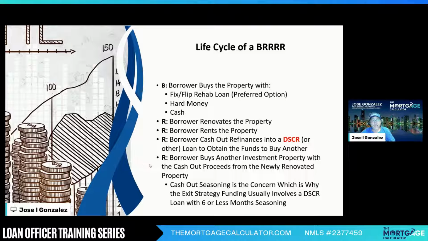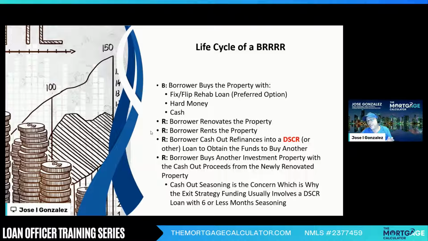And then the last R, the borrower then buys another investment property with the cash out proceeds from the newly renovated property. That's the repeat portion. That's why cash out seasoning is the concern, which is why the exit strategy funding usually involves a DSCR loan with 6 or less month seasoning. It's speed to the funds, right? Get the funds for the new purchase, get out of that fixed flip loan before you got to start paying money out of your own pocket, or in some cases before the loan expires, and then you have a situation. And you definitely don't want to have that happen, right?